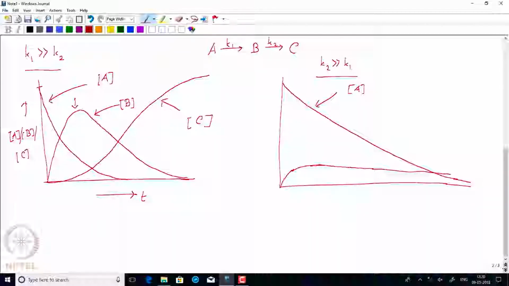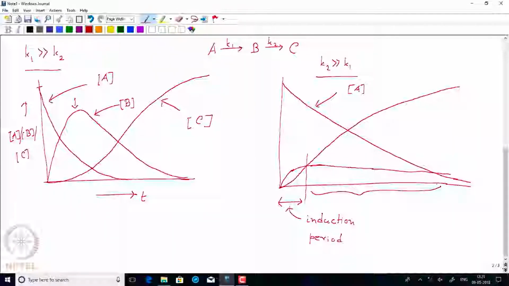And what will happen initially, C formation will be slow because there is no B, but as soon as B forms, C also forms rapidly, and C will form up like this. So this period is called the induction period, when the intermediate is being formed. And then over this entire period of time, as you can see, the concentration of B, of course it decreases, but it decreases rather slowly.